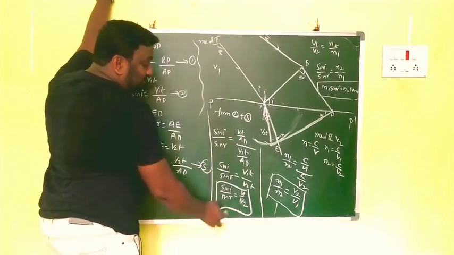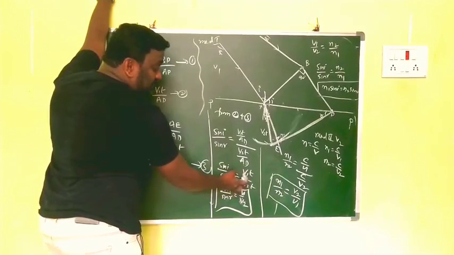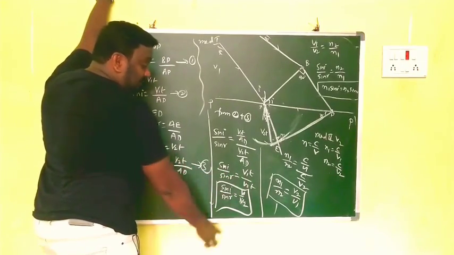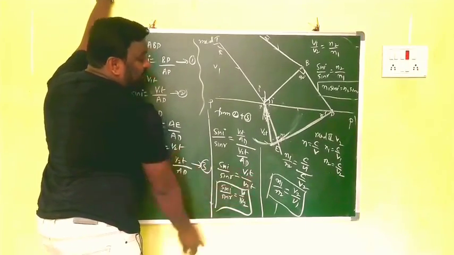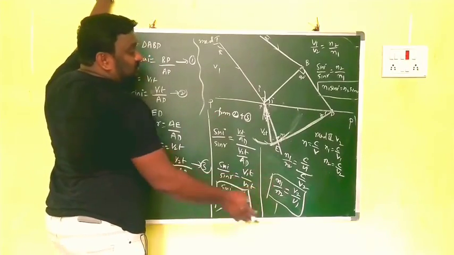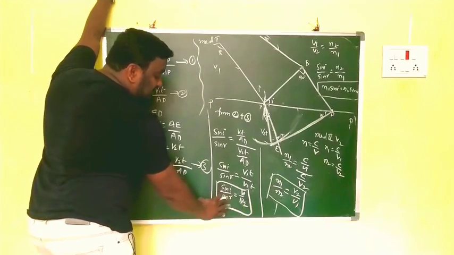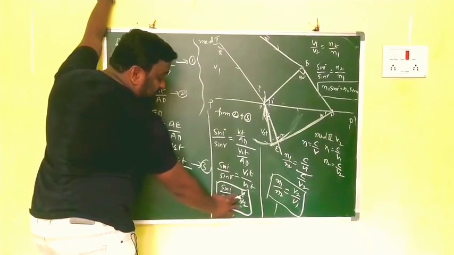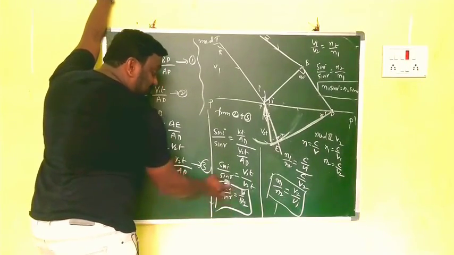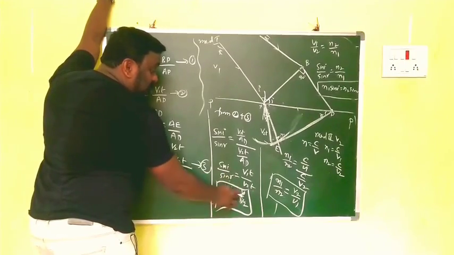AD cancels. Then what do you get? Sin i by sin r is equal to V1t by V2t. Then again, the time taken is the same from B to D and from A to E, so these t also cancel. Then what do you get? Sin i by sin r is equal to V1 by V2. So this is the ratio of i and r in terms of velocities.